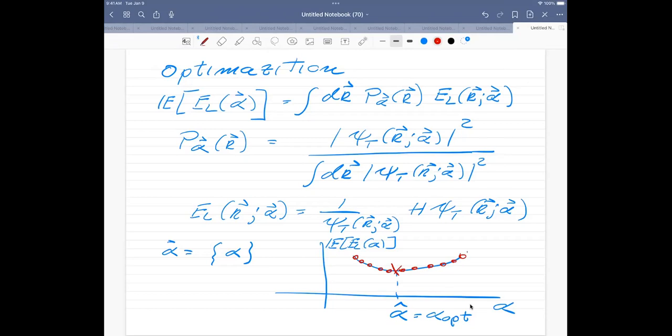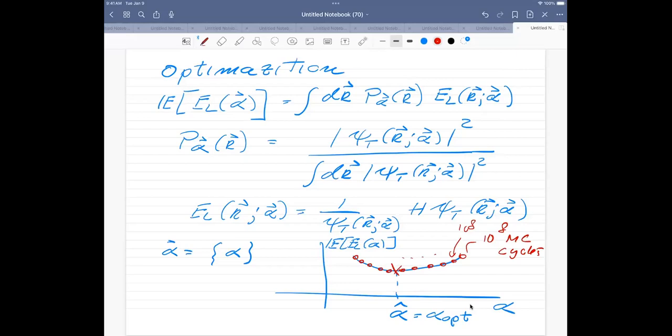Each one of these could be, let's say, 10 to the power of 8 MC cycles. We would do it here, 10 to the 8, etc. So if I have 10 points here, that means that I get to 1 billion Monte Carlo cycles.